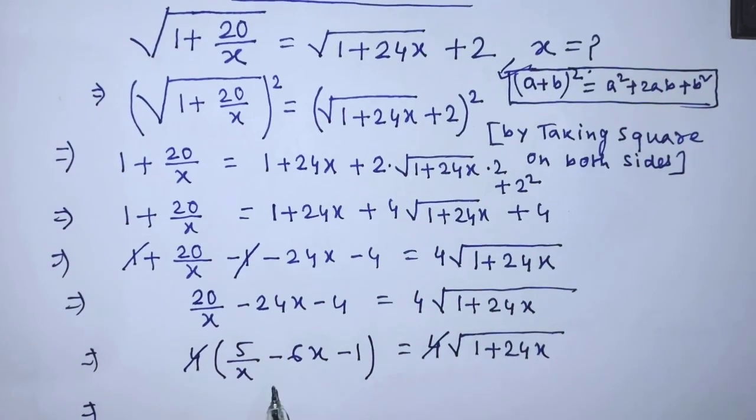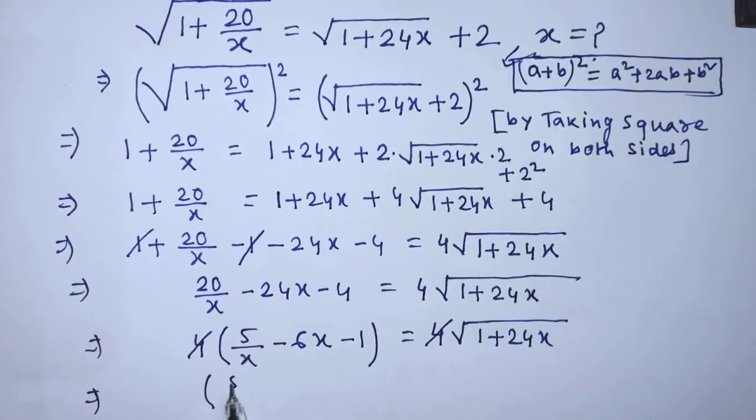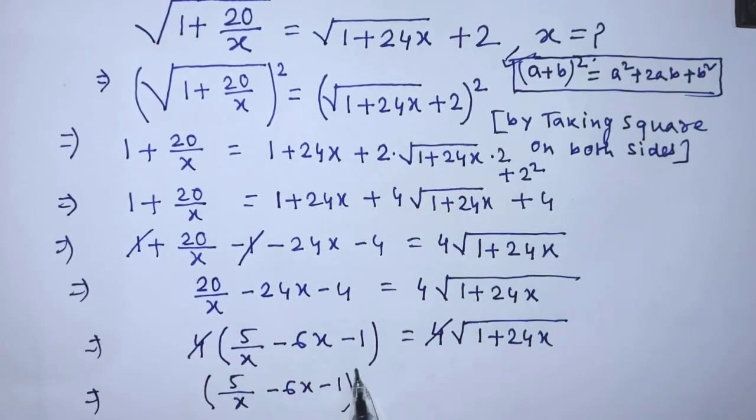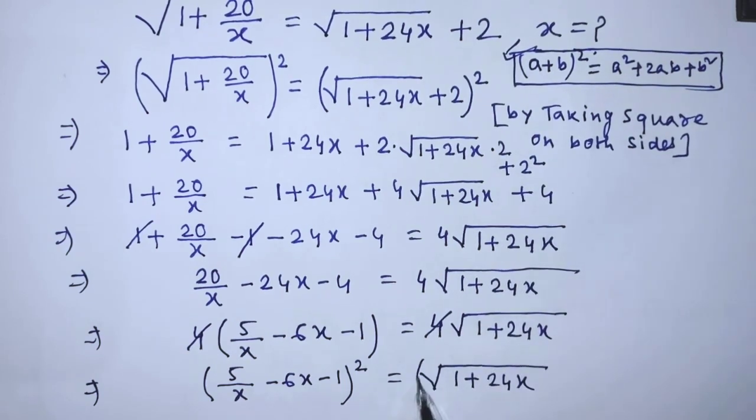After that, to find the value of x from this equation, again you have to take the square on both sides of this equation. So on the left hand side we write (5/x - 6x - 1) to the power 2 is equal to, on the right hand side we write (square root of (1 + 24x)) to the power 2.